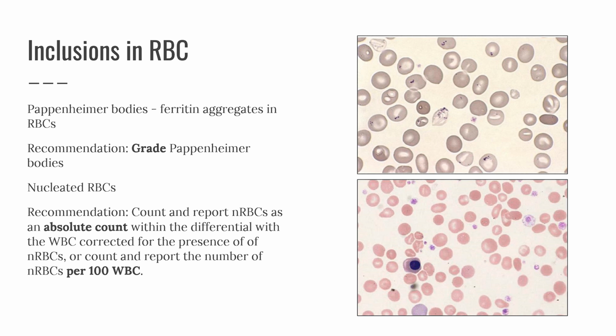So the recommendation is to count and report NRBCs as absolute count within the differential, with the WBC corrected for the presence of NRBCs, meaning your differential count will be a nucleated blood cell count instead of just your white blood cell count. Or you can also opt to count and report the number of NRBCs per 100 WBC.